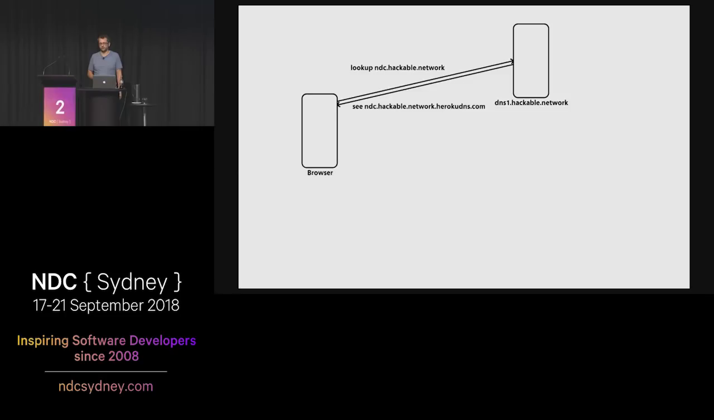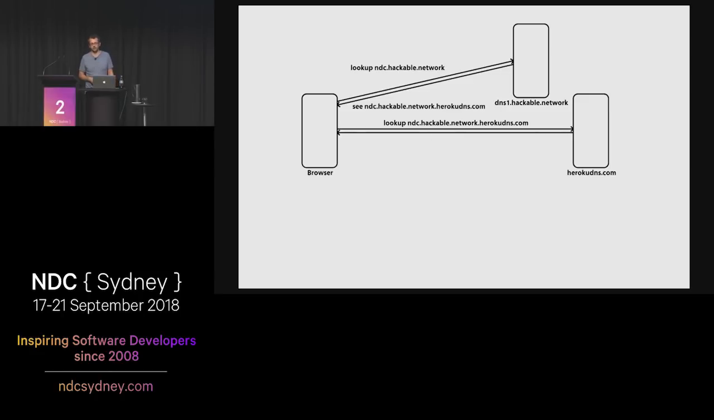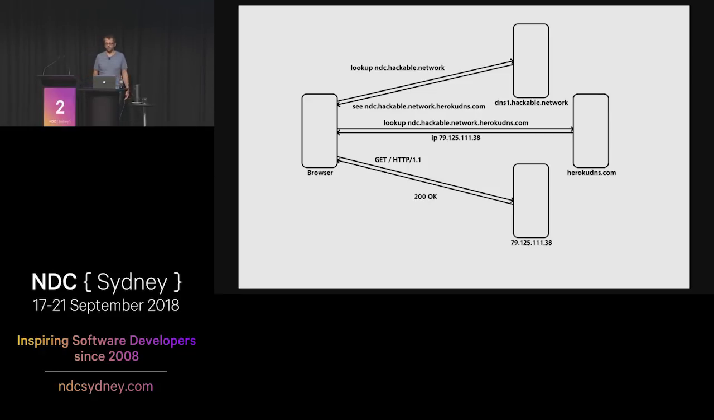Go see Heroku DNS for this. And so we go to Heroku DNS, we ask it, we want the IP of this thing, and we get an IP back. And now we can go and visit the actual site that we wanted to. So that works perfectly, and we're happy, and we've been using this application for a while.